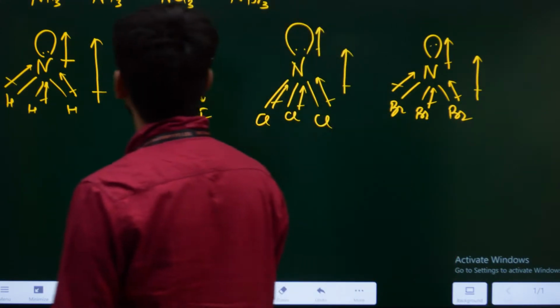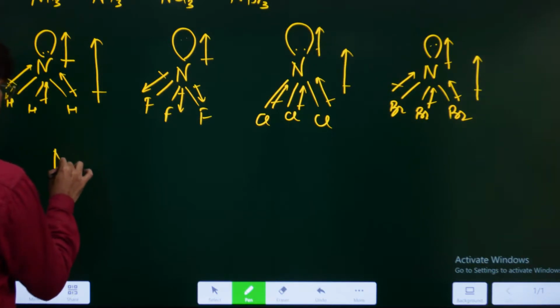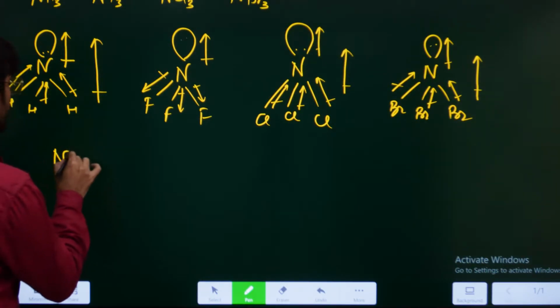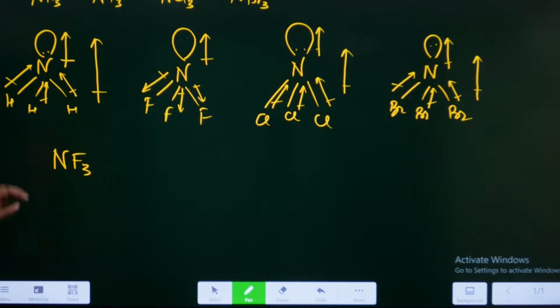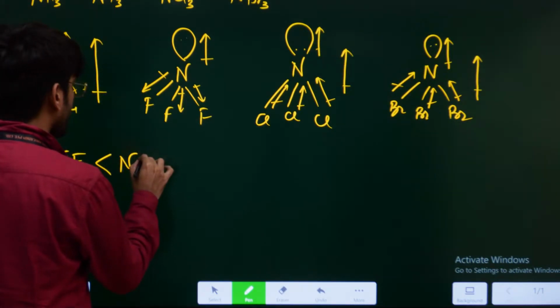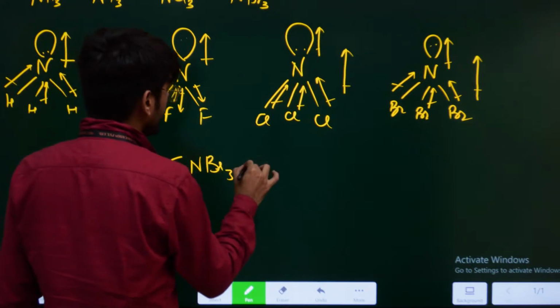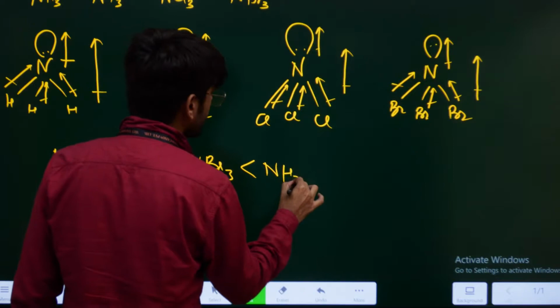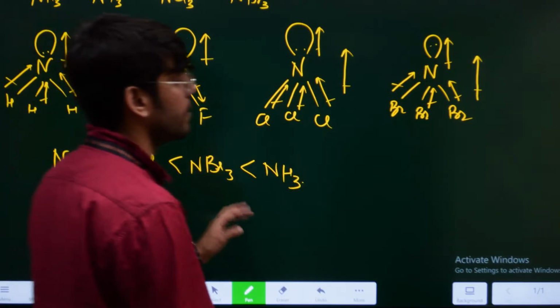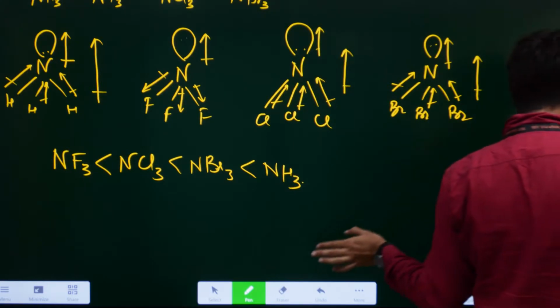Okay, so if I ask you to arrange them in the increasing order of the dipole moment, right? So NF3 is having the least because there is some cancellation. Then it is followed by NCl3. Then we have NBr3, and NH3 is having the maximum dipole moment. Tell me if this is clear.